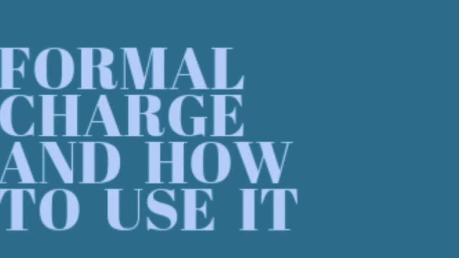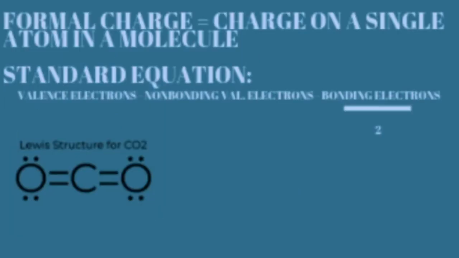Hi, so in this video we're going to be going over what formal charge is, how to find it, and how we use it. Let's start. Basically, formal charge is the charge on a single atom in a molecule. So the way we calculate this, there's one main equation, and that is the valence electrons subtracted by the number of non-bonding valence electrons minus the number of bonding electrons divided by 2.